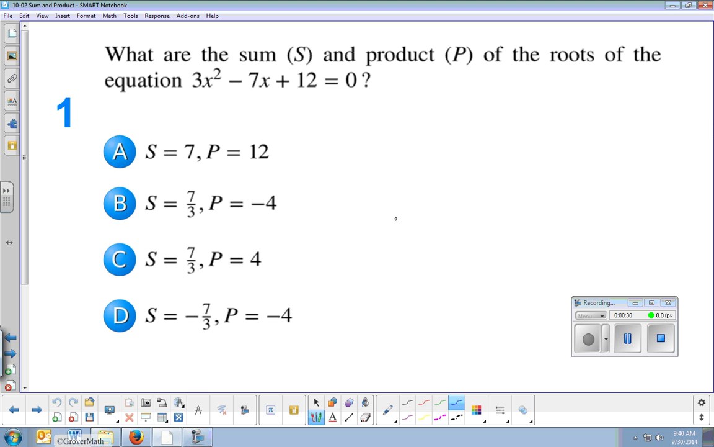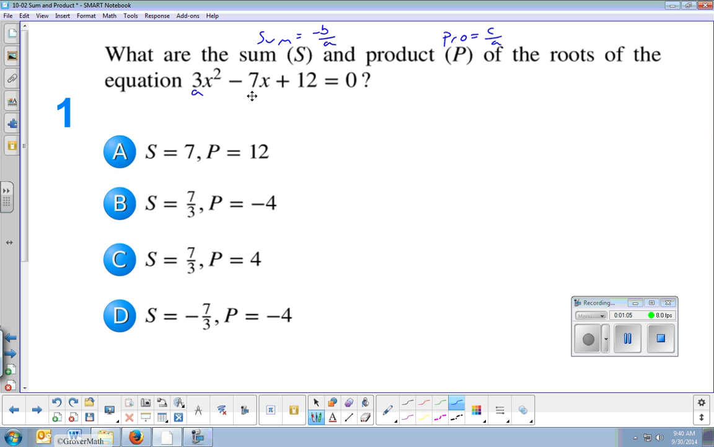And even if it's factorable, you could still do the quadratic formula to find the roots, and then once you have the two roots, you can add them together to get the sum and multiply them together to get the product. Or you could just use a very quick and short formula: the sum of the roots can be found as negative b over a, and the product of the roots is c over a.